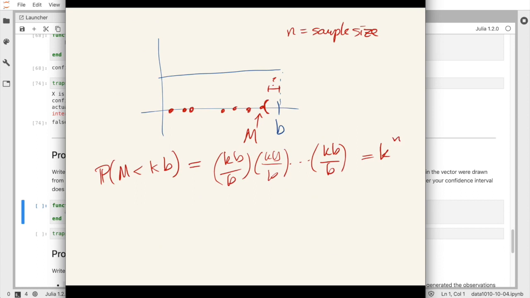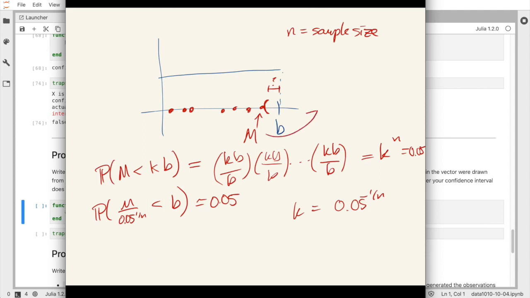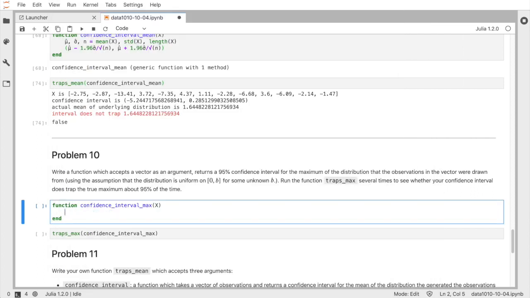So if we want this probability to be equal to some small value, let's say 5%, then we can define k to be the nth root of 5%, and then we'll know that the probability that m over 5% to the 1 over n is less than b is 5%. In other words, if we scale up m by dividing by 5% to the 1 over n, we'll get a value which 95% of the time is bigger than b. So this should be the right edge of our confidence interval.